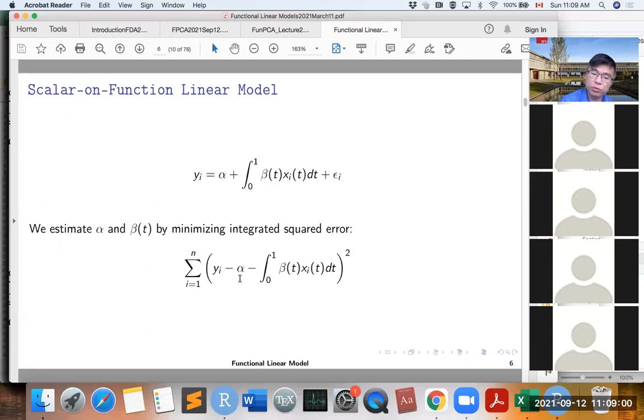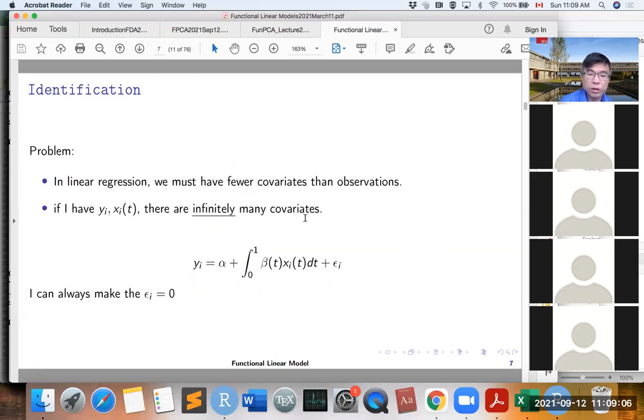Although here we only have two parameters, alpha and beta(t), beta(t) is actually infinite dimensional. Theoretically, if we allow beta(t) to be a completely free function, then we are able to find a very wiggly function beta(t) such that the fitting error will be exactly equal to 0. This will be an overfitting problem.